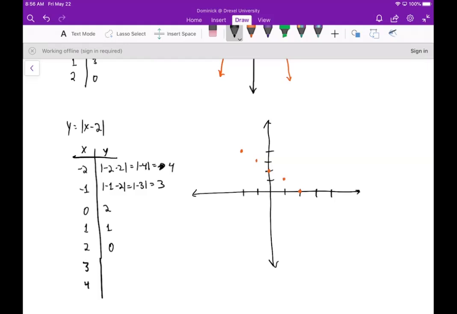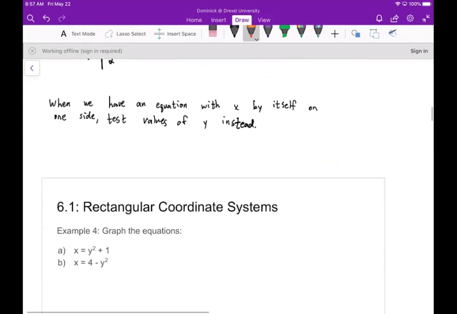And of course, this is where the problem goes away, because if you plug in 3, you get the absolute value of 3 minus 2, which is 1. And if you plug in 4, you get 4 minus 2, which is 2. So this will indeed come back up, and we'll get something like this. All right, and this is, of course, the typical shape for an absolute value graph. You get that V shape. Okay, so those are a couple examples of graphing.